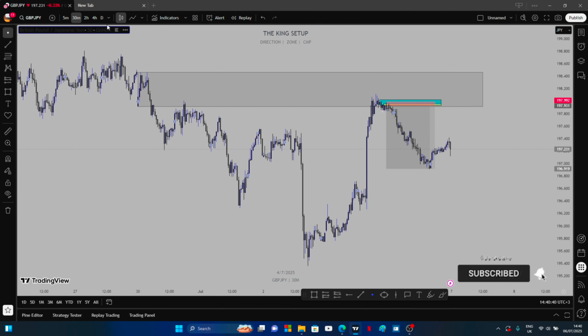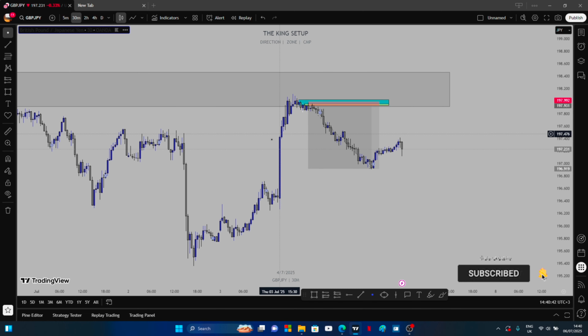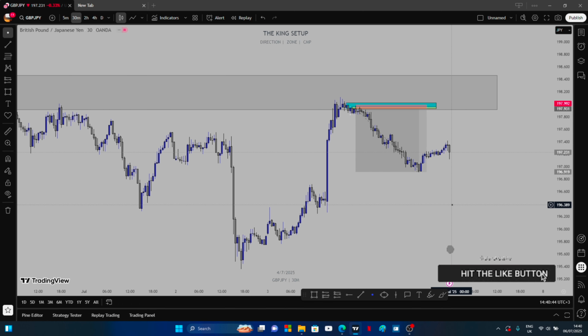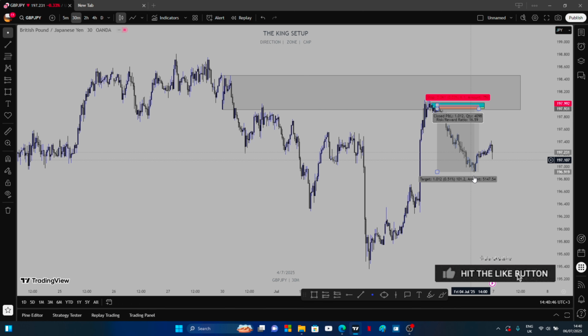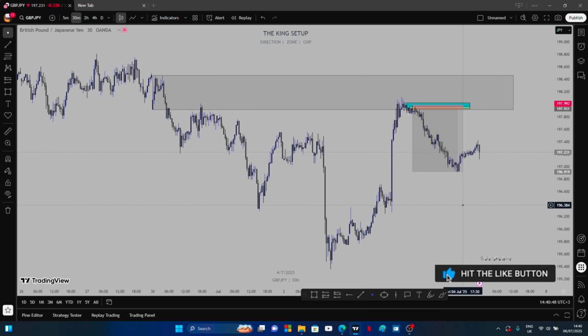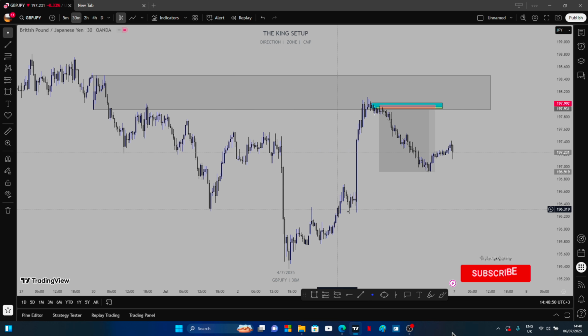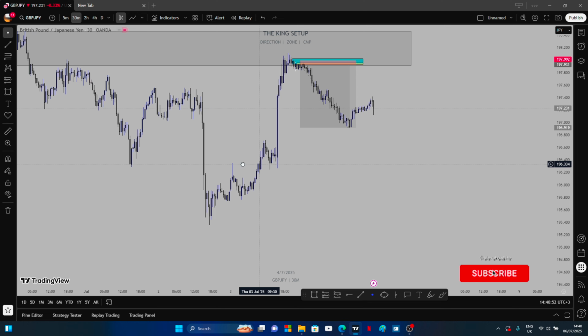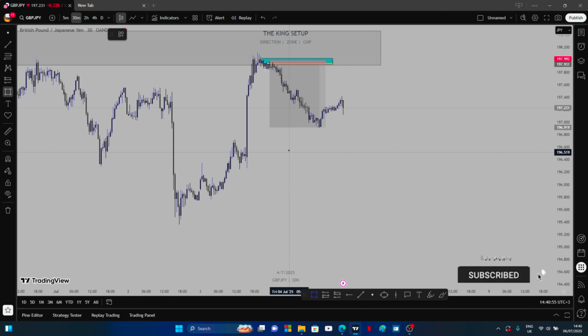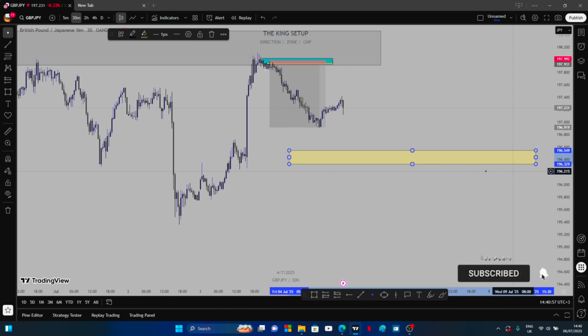This is the King Setup, and today I want to share with you how this trade was taken using the King Setup engulfing strategy. It is very simple to use. Number one is identifying your H4 zone, and after identifying your H4 zone, so let me show you.